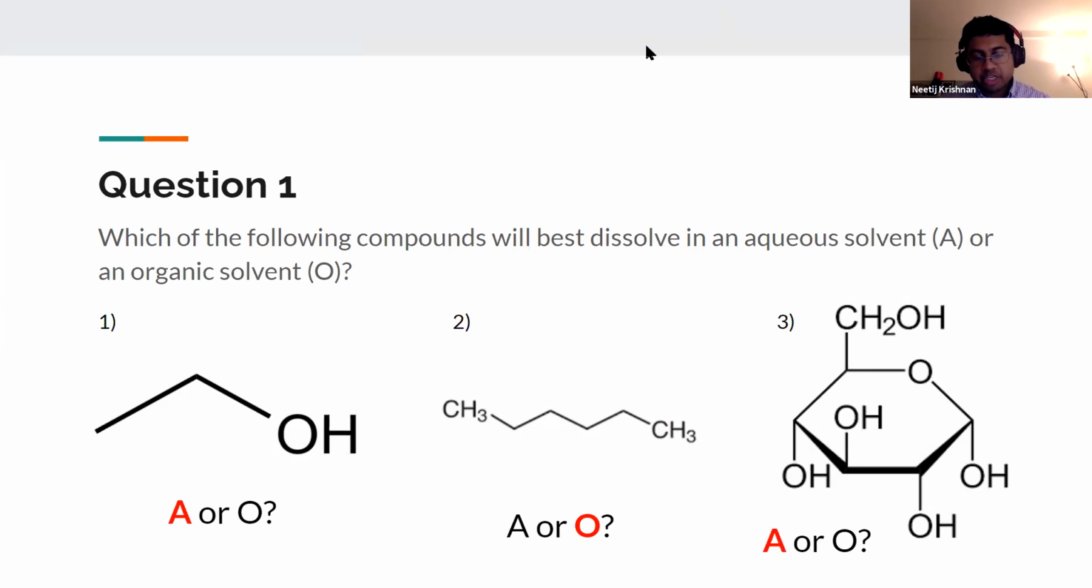Ethanol, short carbon chain with a polar group, aqueous. Hexane is a nonpolar hydrocarbon chain, no polar groups, so it's going to be in the organic layer. And then glucose, it has 6 carbons, but a ton of polar groups. Therefore, that is enough to overcome the non-polarity of the carbons and the CH bonds, and therefore we have glucose in the aqueous layer.